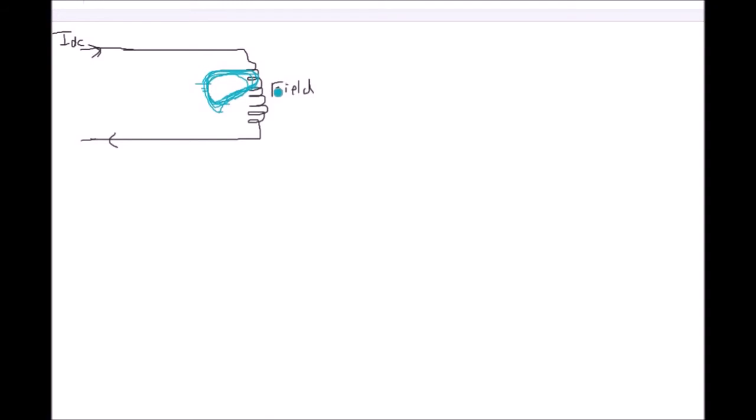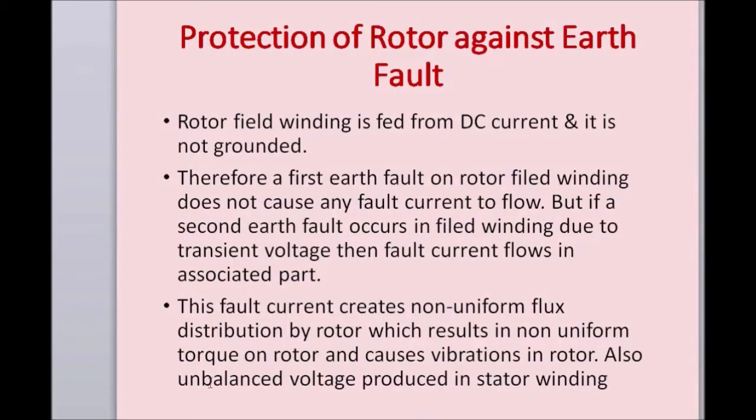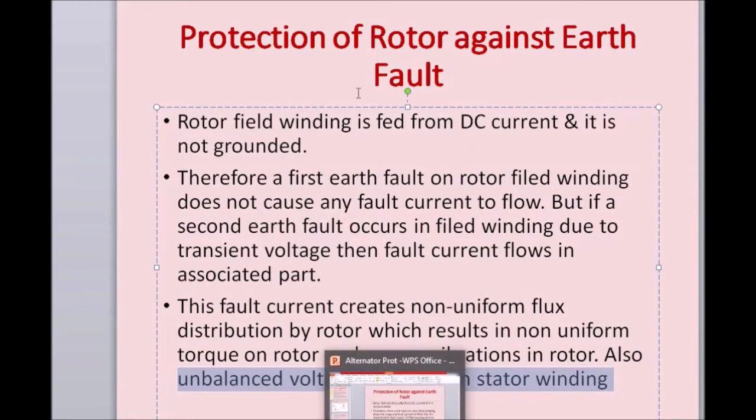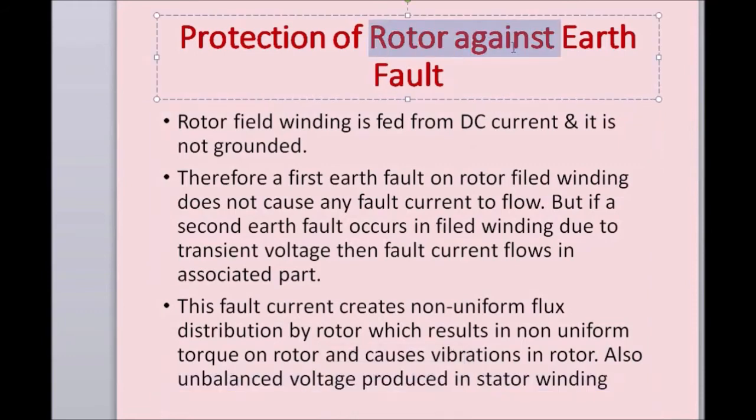Due to this, only this much amount of winding is used to produce the flux in the air gap. This causes non-uniform field, which results in non-uniform torque on the rotor, and this causes vibrations in the rotor and also unbalanced voltage produced in the stator winding. So to avoid the vibrations in the rotor and unbalanced voltage production in the stator winding, a protection is provided to the rotor against earth fault.